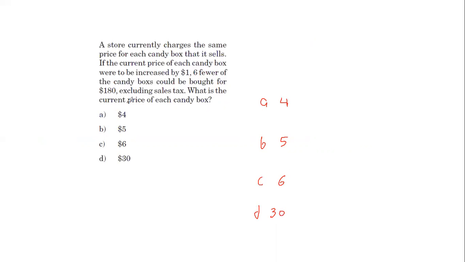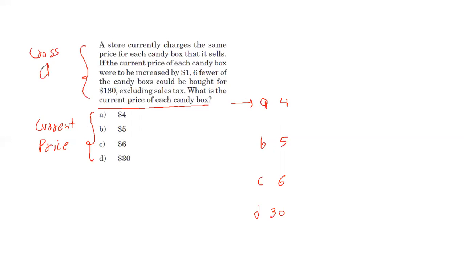Now, what is the current price of each candy box? That's the question. So do you realize these options actually represent the current price, right? One of these options would be correct. That's what I'm looking for. So I directly made an assumption. Let's say the current price is $4. So I'll assume the answer is $4 and try to cross check the condition in the question. So I know I have $180 with me.